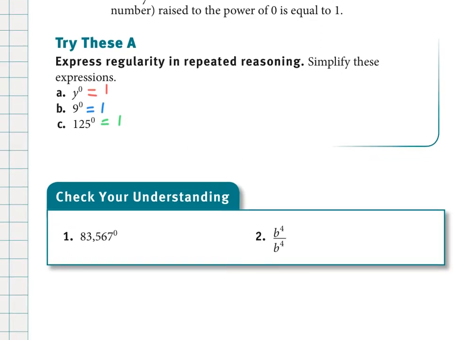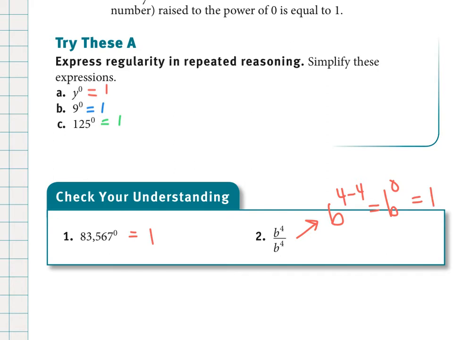Same thing in the check your understanding here. It doesn't matter how big the number is. 83,567, if it's being raised to the 0 power, equals 1. Now b to the 4th over b to the 4th. You can think of it a couple different ways. One option would be to subtract exponents, like we did in the last section. So this would equal b to the 0th power, which of course we know is 1.